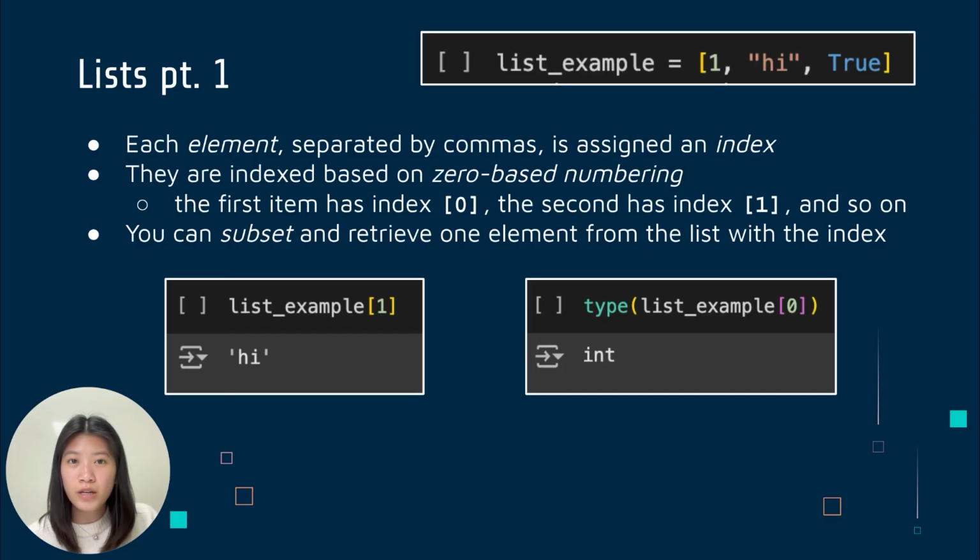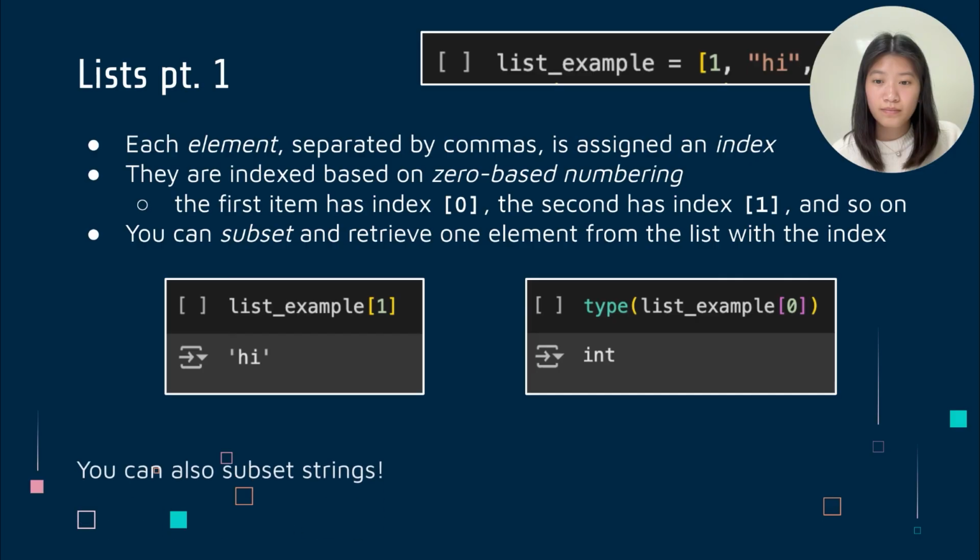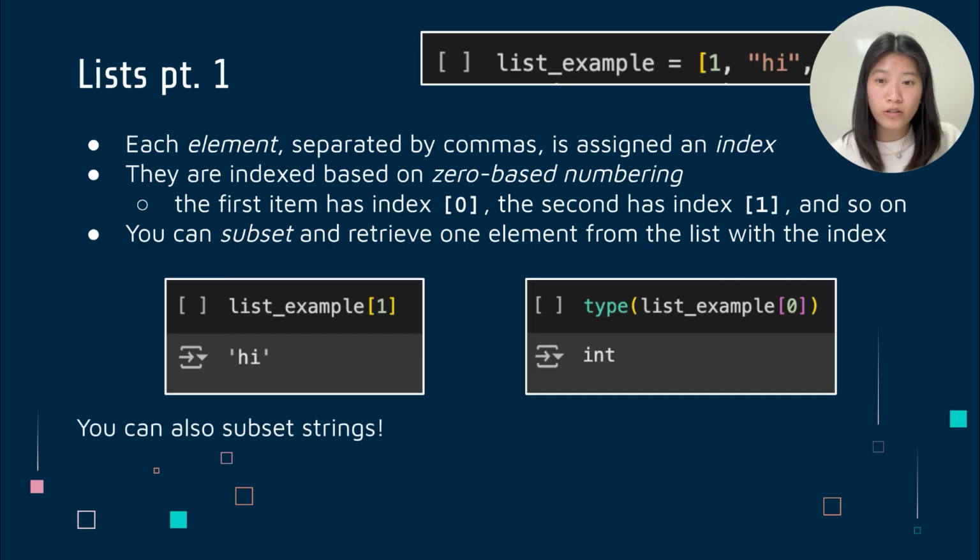So this extracted element isn't going to be a list anymore. It's going to be whatever type that value is. And something interesting to note is that you can also subset strings in a very similar way.